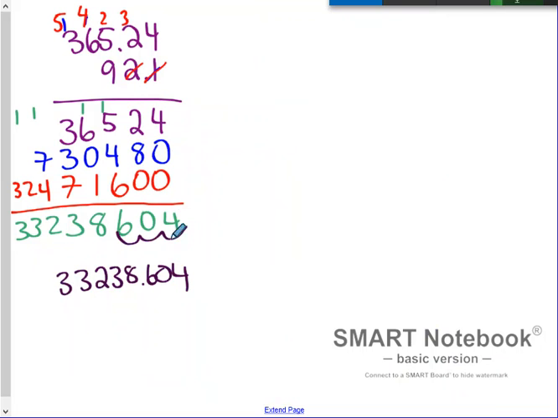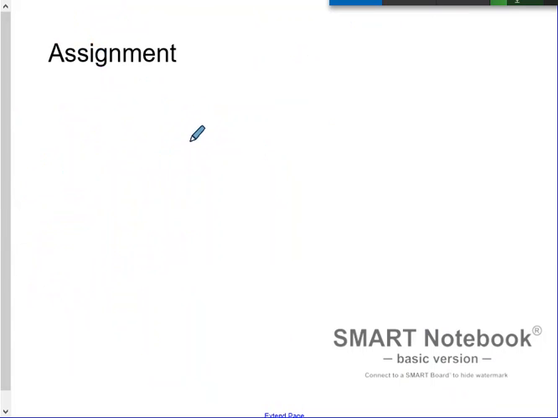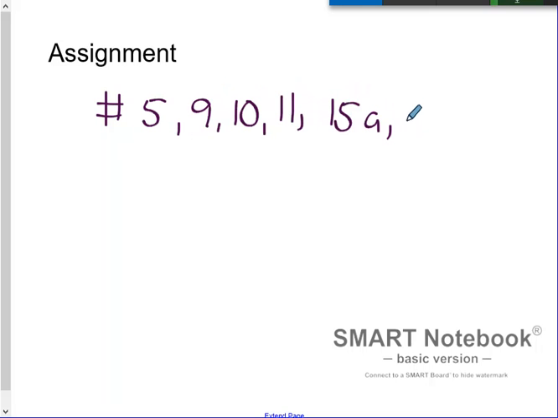So what your assignment is going to be for this section is from your same assignment page from your fraction assignment. So that same page, except you will be doing numbers 5, 9, 10, 11, 15A, and 16. All right, happy mathing.